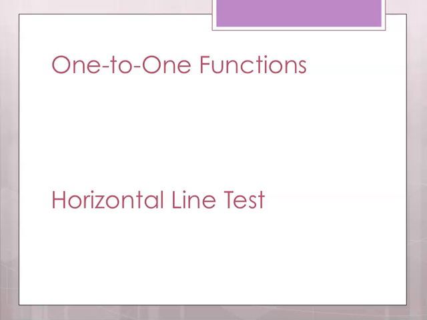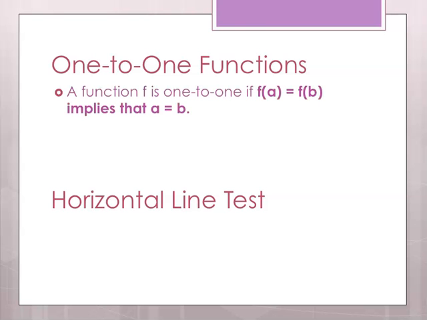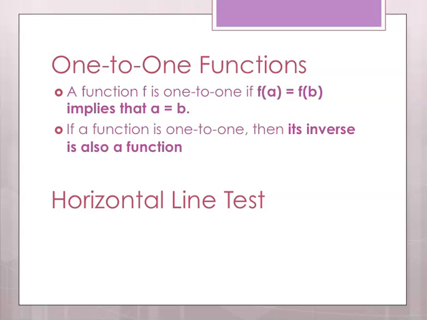So we have this term called one-to-one function, and a one-to-one function is one where the inverse is also a function. Now, in terms of algebraically looking at the function itself, we would say that a function f is one-to-one if f of a equals f of b implies that a equals b. That means that no two x values will give you the same y value. So if a function is one-to-one, we would mean that its inverse is also a function.